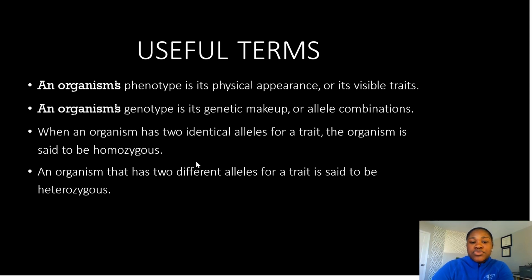When an organism has two identical alleles, that's called homozygous. So for example, if we're using the letter T to represent tall, right? If there are two uppercase T's or two lowercase t's, those are examples of homozygous alleles. If you have one uppercase T and one lowercase t, that's an example of a heterozygous allele combination.